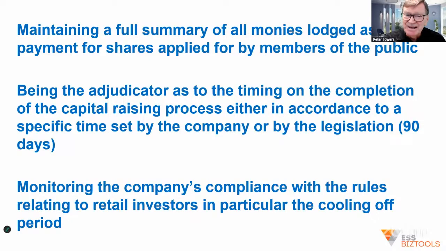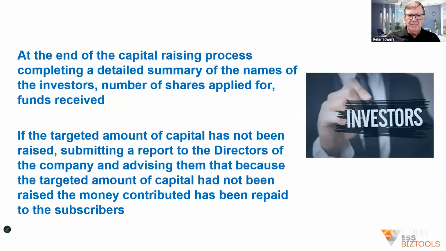There is an investment limit for retail investors in a company of $10,000, and that is all the share payments that can be made by an individual investor, and the intermediary has to monitor that. And again, the directors need to be aware of it. At the end of the capital raising process, the intermediary prepares a detailed summary to go to the company saying, these are all your new shareholders. You've now got to allocate the shares to them. And this is the amount of money we've received.